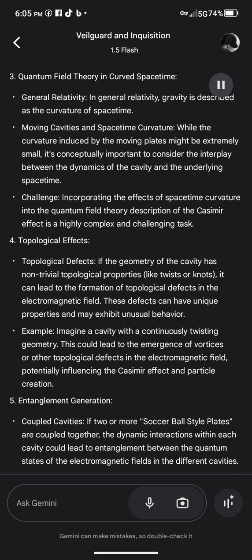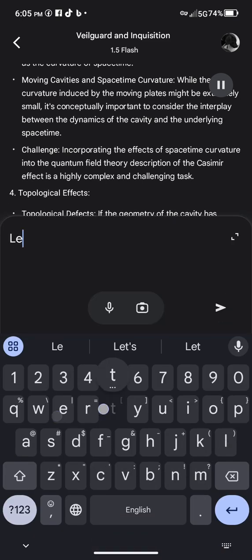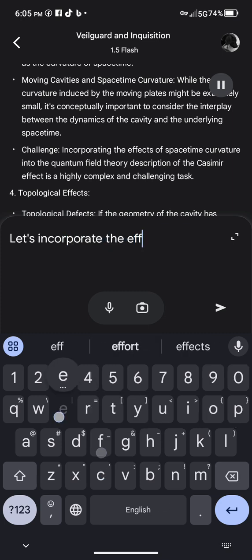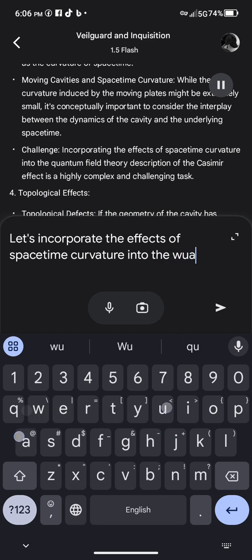4. Topological effects. Topological defects: if the geometry of the cavity has non-trivial topological properties, like twists or knots, it can lead to the formation of topological defects in the electromagnetic field. These defects can have unique properties and may exhibit unusual behavior. Example: imagine a cavity with a continuously twisting geometry. This could lead to the emergence of vortices or other topological defects in the electromagnetic field, potentially influencing the Casimir effect and particle creation.